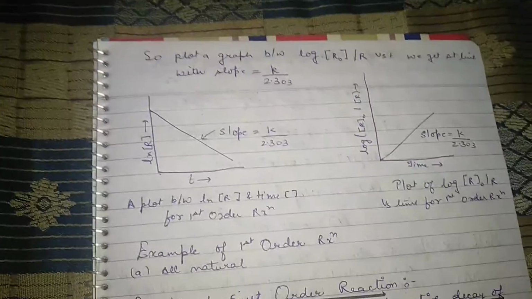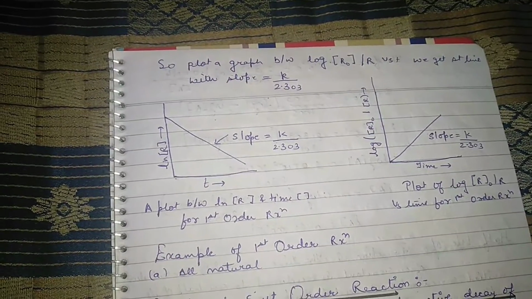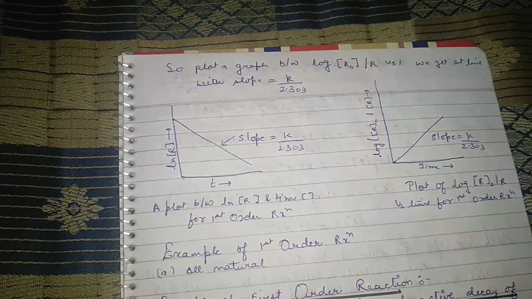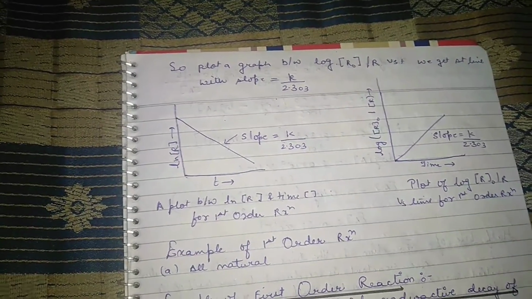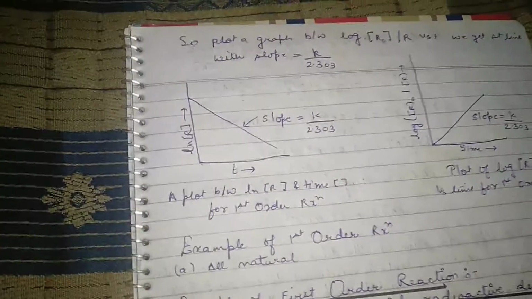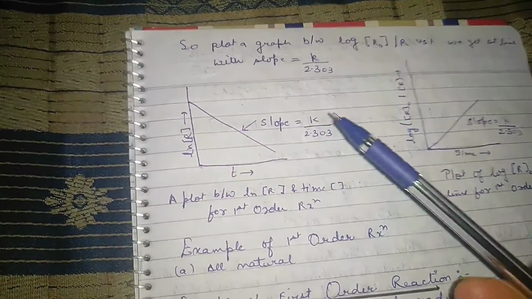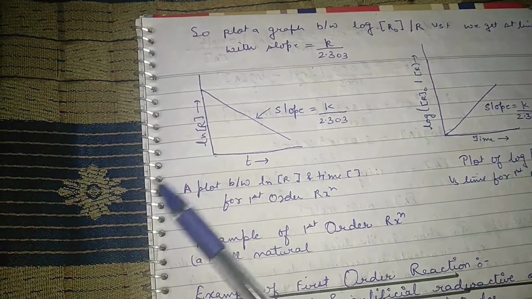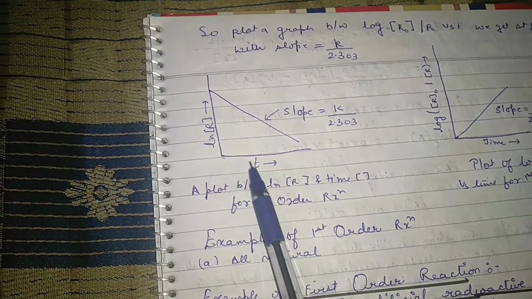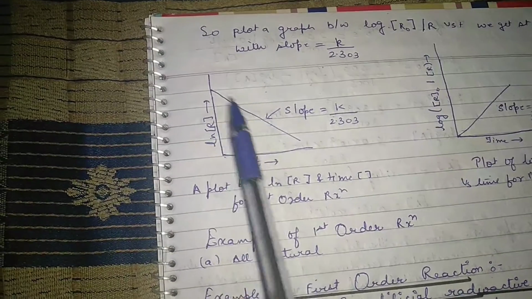You can take a snapshot. All right, now these are the two slopes which we have to discuss. Plot a graph between log r naught over r versus t, and we get a straight line with slope equal to k upon 2.303. So here we have written ln of r with respect to t. Here you can see again there is a slope.